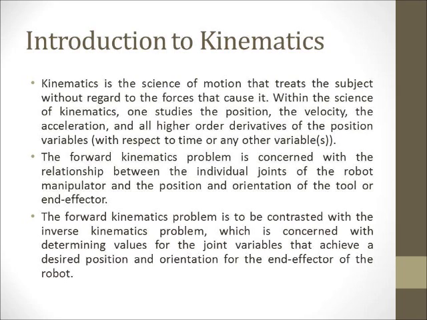The forward kinematics problem is concerned with the relationship between the individual joints of the robot manipulator and the position and orientation of the tool or end effector. The forward kinematics problem is to be contrasted with the inverse kinematics problem, which is concerned with determining values for the joint variables that achieve a desired position and orientation for the end effector of the robot.